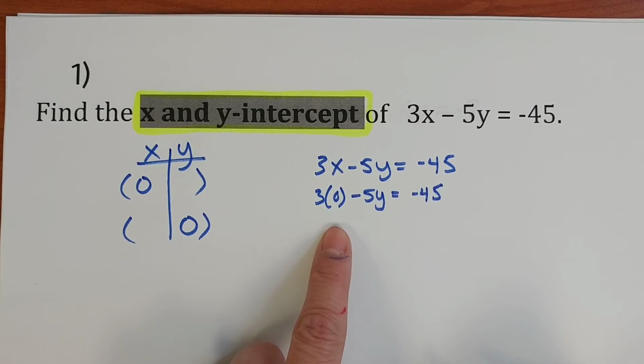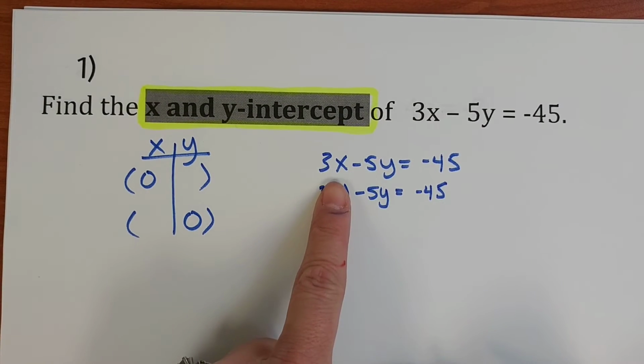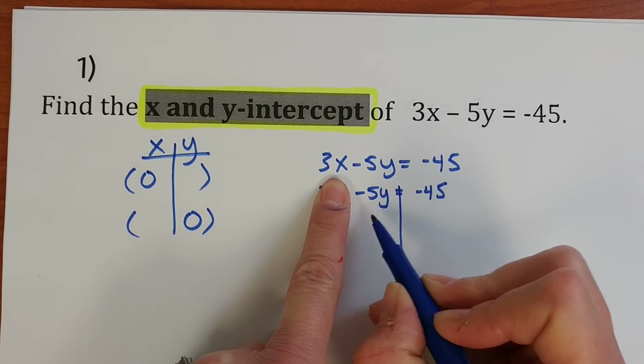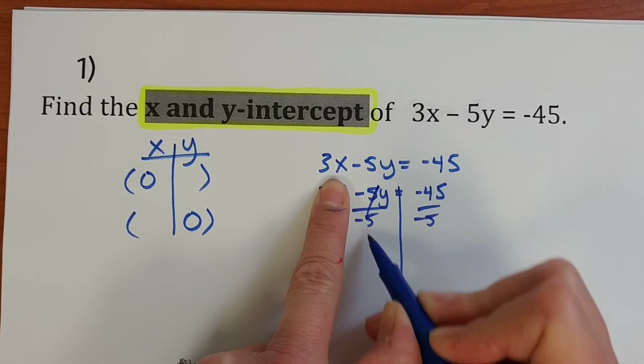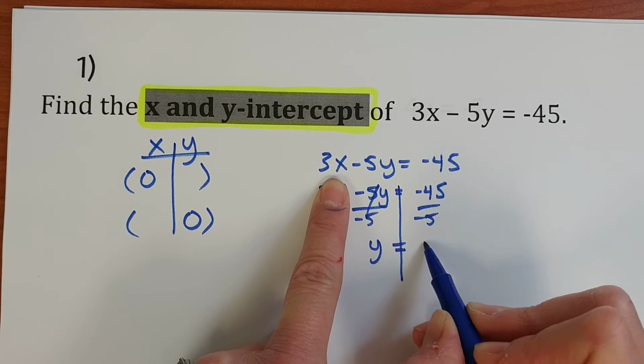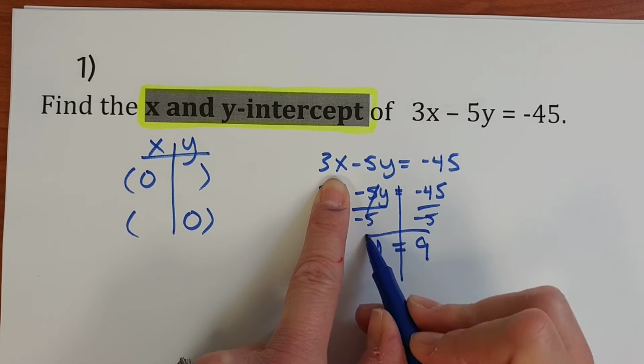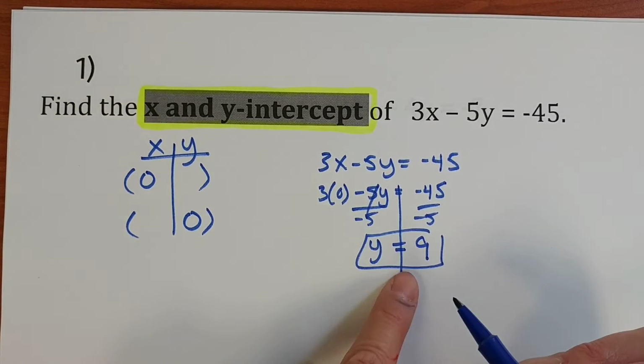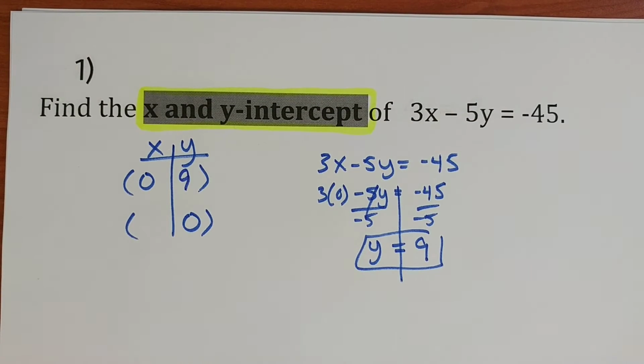Okay, y is 0. Now again, I can use the cover trick. 3 times 0 is 0, so I can cover it up, and I can solve. And then when I divide this, it's 9, right? So when x is 0, y is 9. So there's my y-intercept.